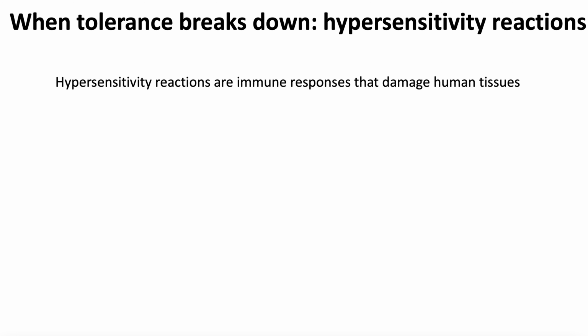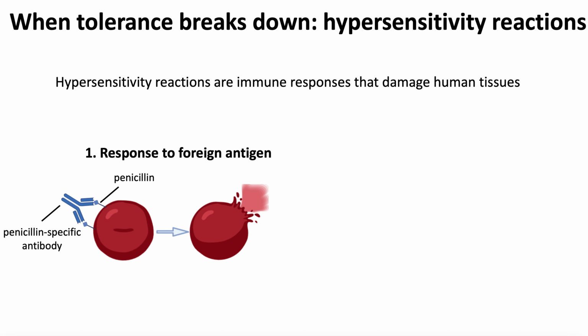So what happens when tolerance breaks down? Essentially, we've categorized immune reactions in which tolerance mechanisms don't function well as hypersensitivity reactions. And broadly, hypersensitivity reactions are when immune responses damage human tissues. And this can be a response to a foreign antigen.